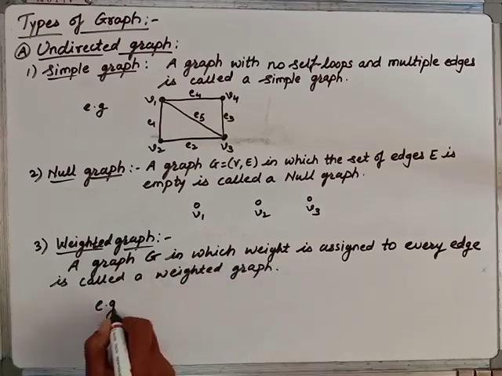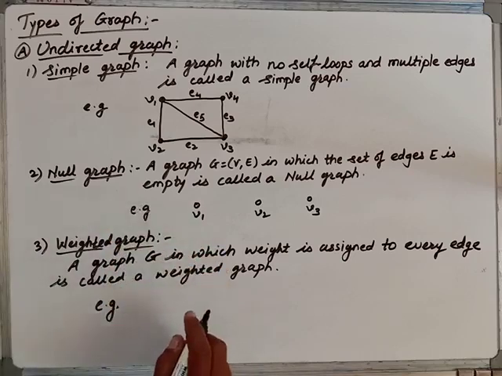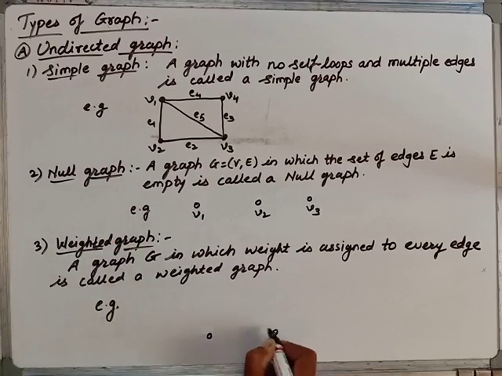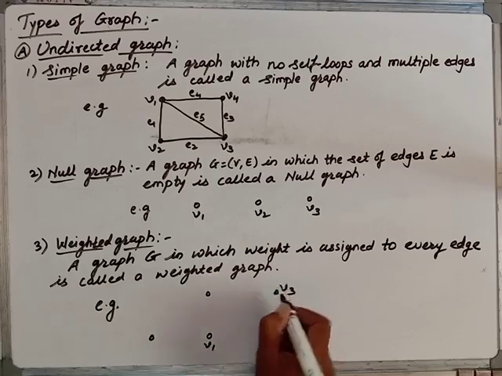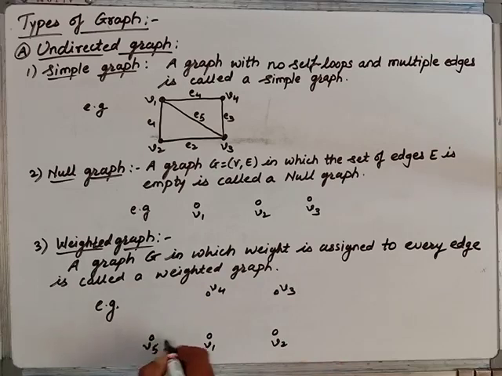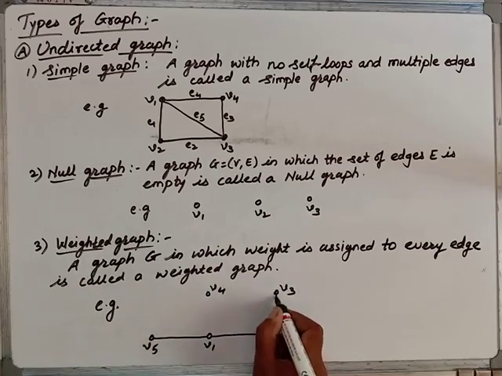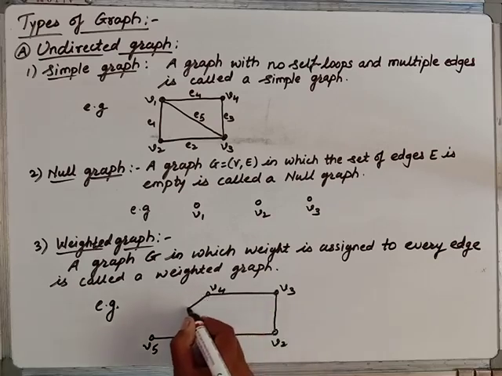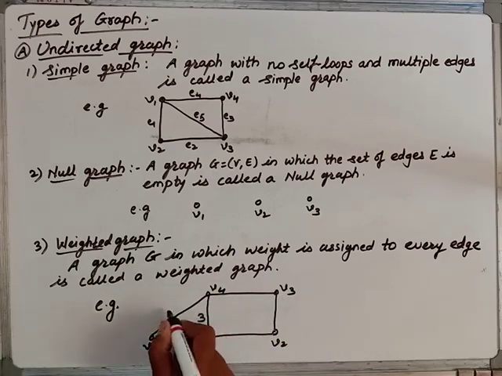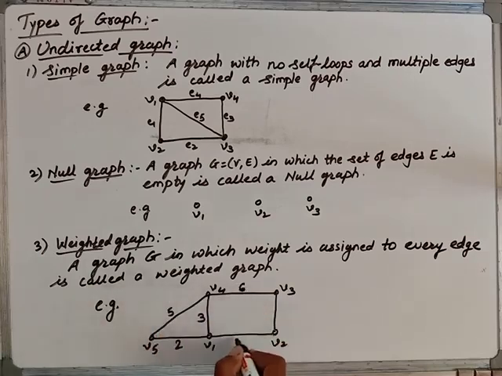For example, suppose V1, V2, V3, V4, V5. Suppose here the weight 2, 3, 5, some weights are assigned 6, 4, 1. Some values are assigned, that is known as a weight, and if such a thing will be there, then it is known as a weighted graph. Then next type is a complete graph.